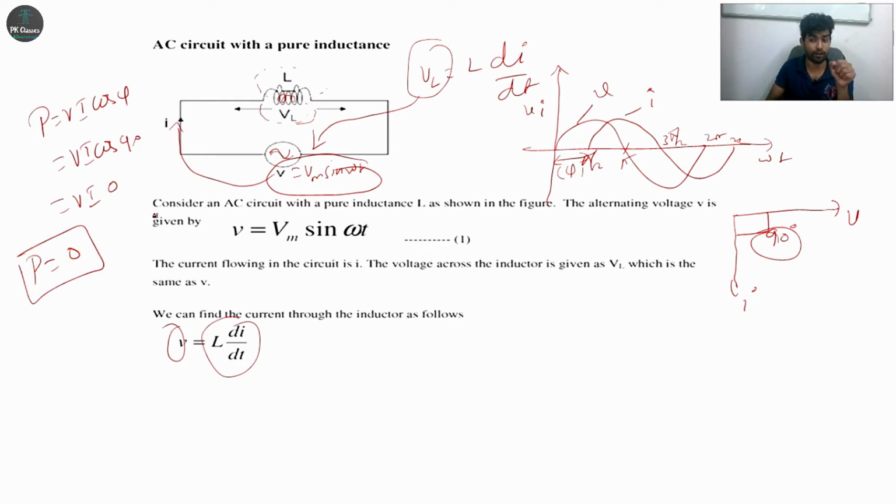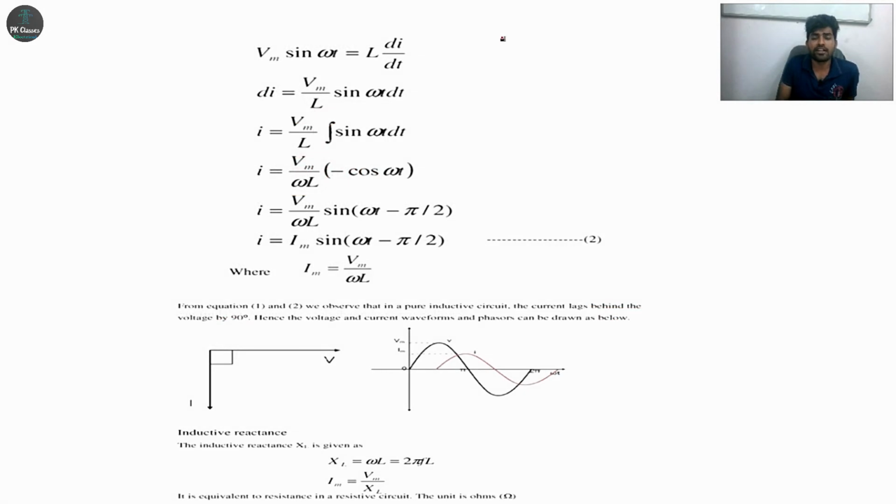We are going to derive now. And also by common sense, here we got Vm sin omega t as a reference. See here, it lags by 90 degrees. Definitely i is equal to Im sin(omega t minus pi by 2), or 90 degrees. We'll get the equation. Next we derive the current equation.